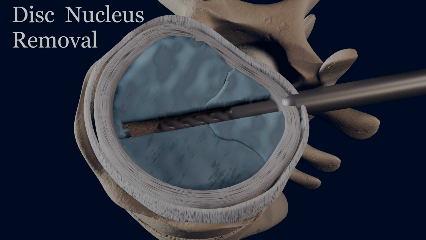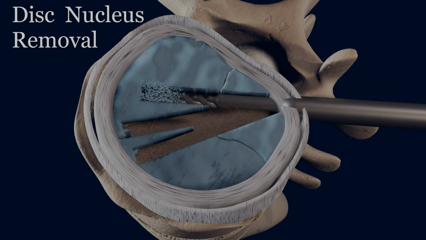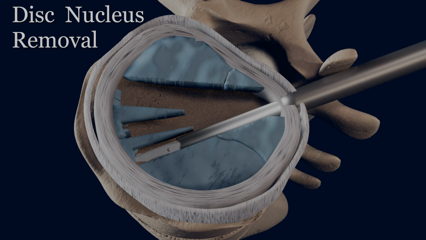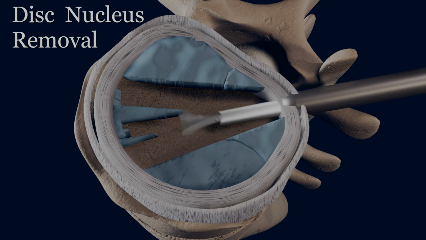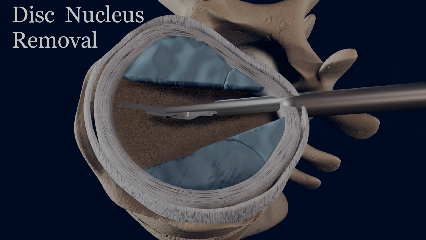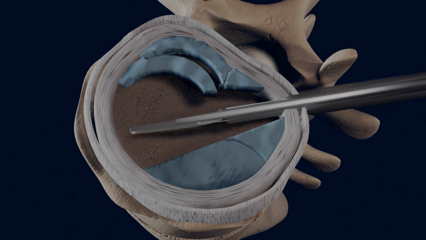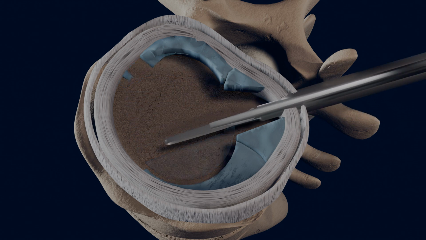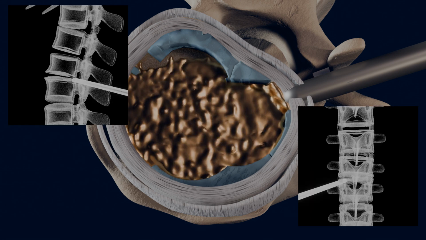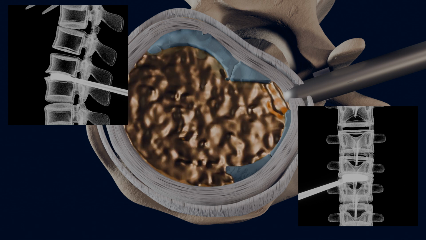Different types of drills and cutting instruments will be used to remove the majority of the damaged disc tissue. Removal is aided by irrigation and suction. Larger pieces are removed with grasping instruments similar to the cutters. Care is taken not to damage the annulus. Adequate removal will be verified with the use of a radiopaque dye that can be seen on X-ray.